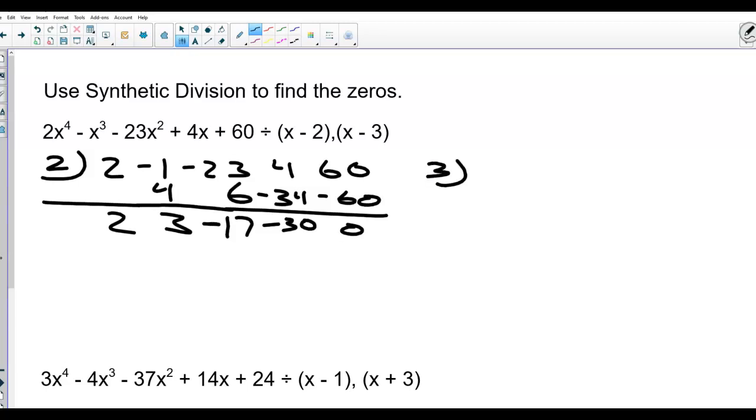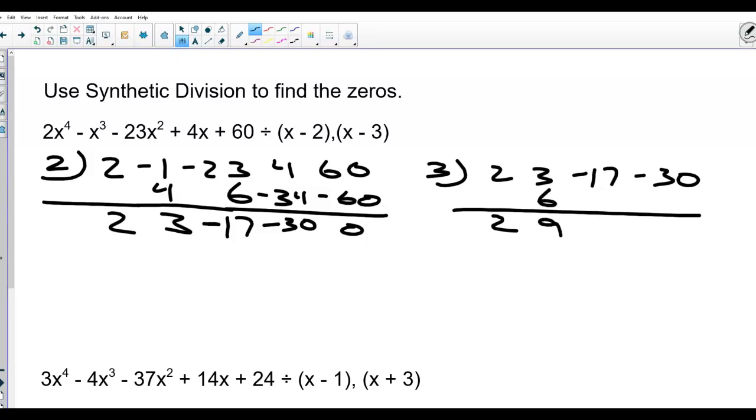Now let's put 3 in the box. 2, 3, negative 17, and negative 30. Drop the 2, we get 6. 9 times 3 is 27, we get 10. 10 times 3 is 30. After both synthetic divisions, we can factor. You have to synthetically divide twice, then you can factor.